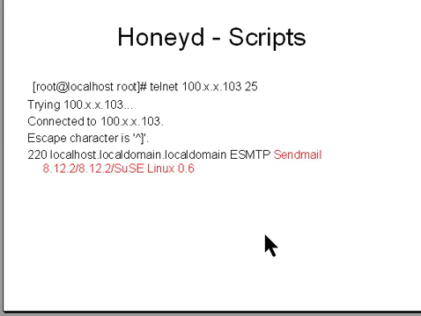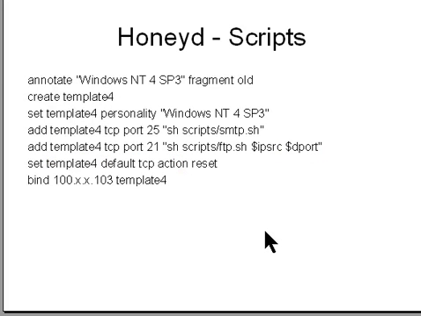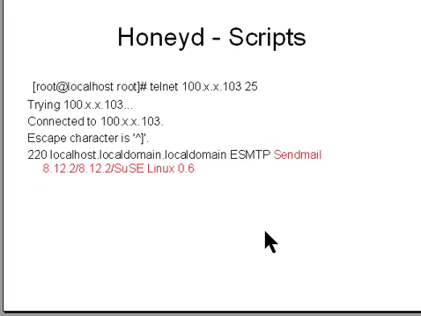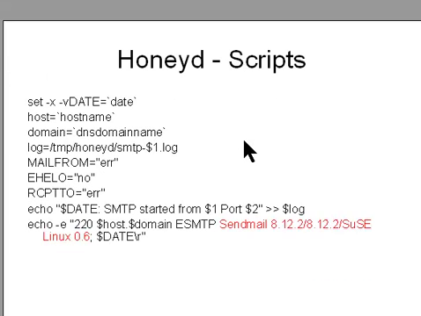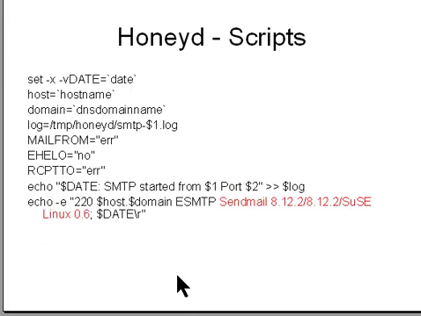This is a mistake we made when we first started running this. We set this up to look like it was a Linux kernel 2.2, and then we attempted to telnet into it, and the shell script actually sent back this right here, which indicated it was a sendmail 8.12.2 on SUSE Linux, which was not correct. And this is just one of the scripts that came with honeyd.